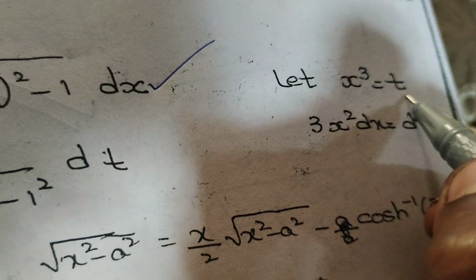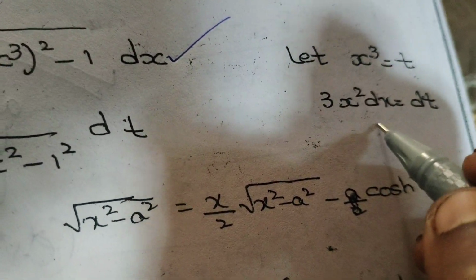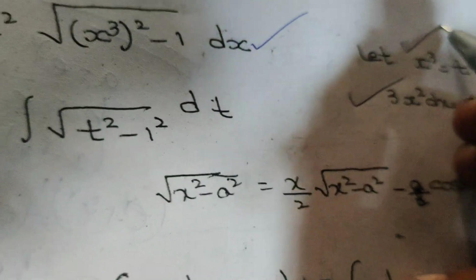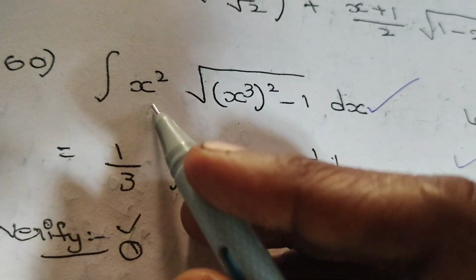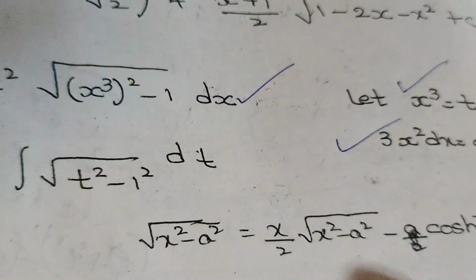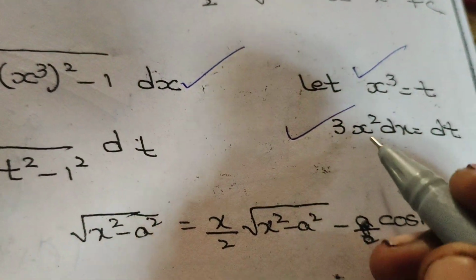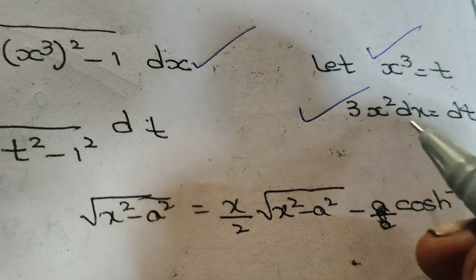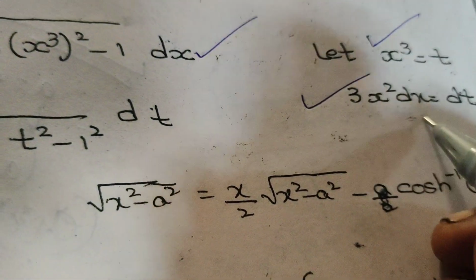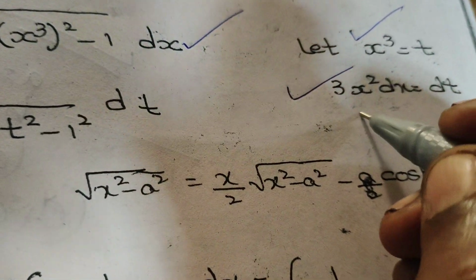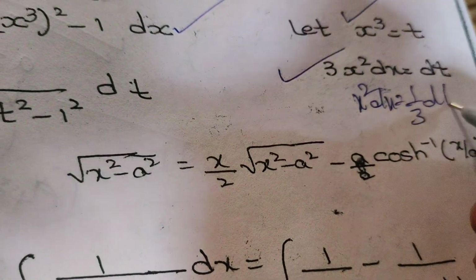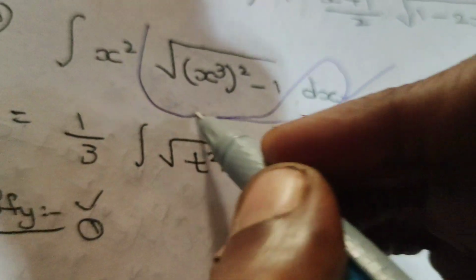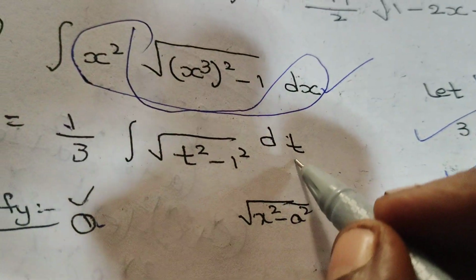Put x cubed equals t. Then differentiate: 3x squared dx equals dt. Now here x squared dx is there, so from this assumption, x squared dx equals 1 by 3 dt. So in place of x squared dx, in our integral problem, substitute 1 by 3 dt.